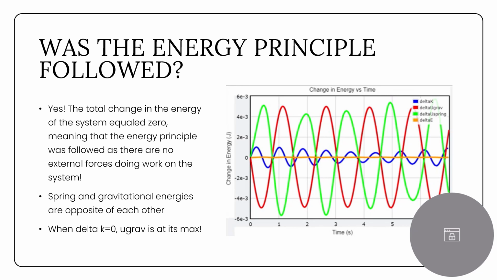Spring and gravitational energies are opposite of each other. And when delta K equals 0, U grav is at its max, which makes sense as we know when delta K increases, U grav decreases, and when delta K decreases, U grav increases.